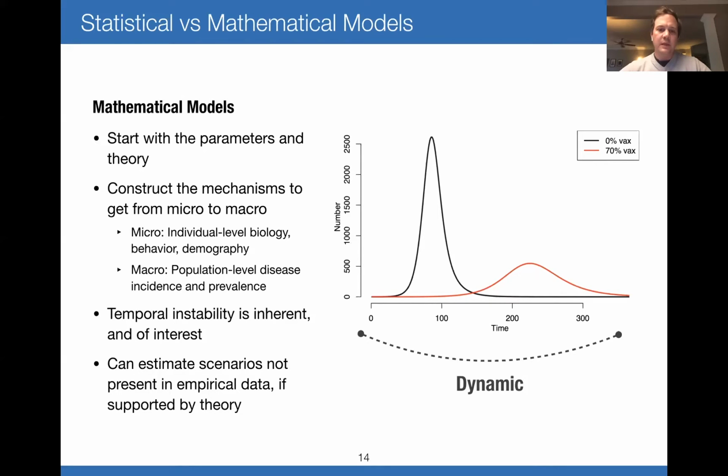The temporal instability of these model outcomes is inherent to the models. And it's of interest. We care about how things change over time and how rapidly they change over time. And I'll show you the primary mechanism for that in a second. We can also estimate scenarios in these models, bringing together parameters and theory that are not present in empirical data, as long as they're supported by theory, as long as we have some basis for thinking about them.